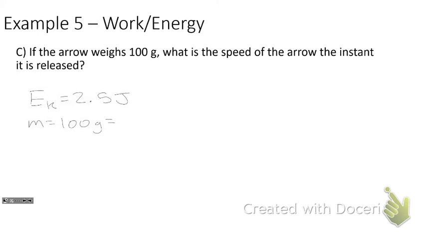Do we like grams as a unit? No, we do not like grams. We like grandmas, but we do not like grams. So we will fix this into kilograms. 100 grams is equal to 0.1 kilograms, and to do that, you can just divide by 1,000. And we're asked what is the speed of the arrow. So what is our v?